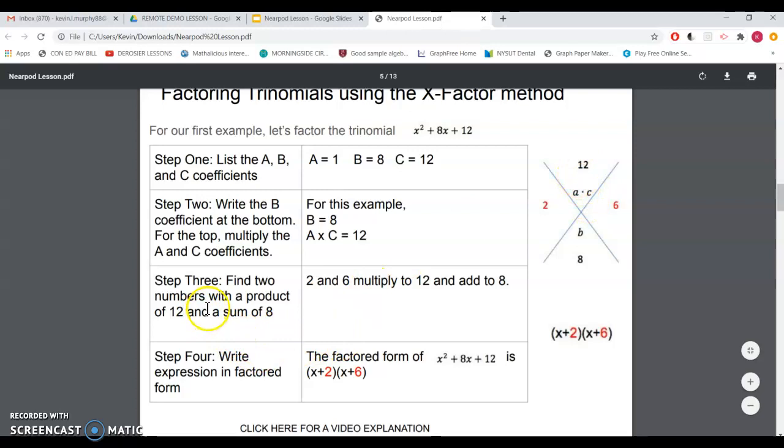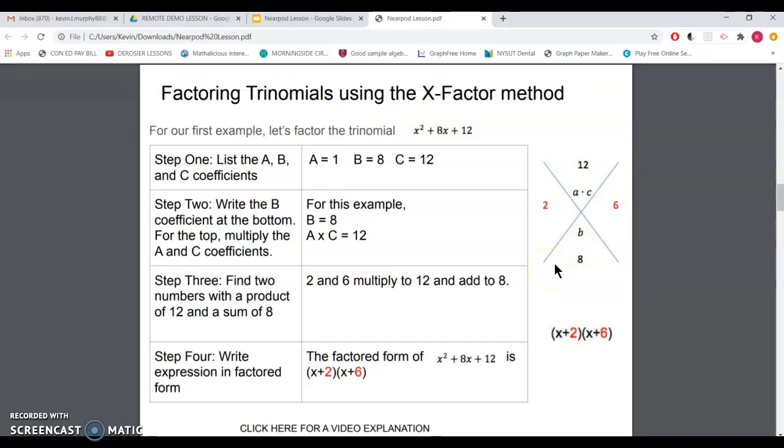And the third step is we're going to find two numbers that have a product of 12 and a sum of 8. So you want to find two numbers that multiply to 12 and add up to 8. I usually like to start out listing the factors of 12, starting with 1 and 12, and see if they combine to 8. 1 plus 12 is 13, so those are not the factors we'll be using. Next is 2 and 6. 2 times 6 is 12. 2 plus 6 is 8.